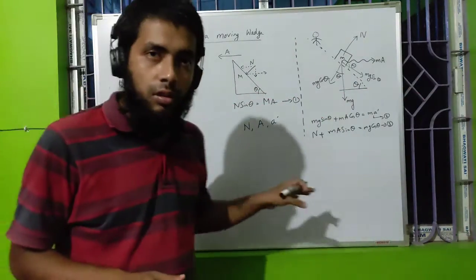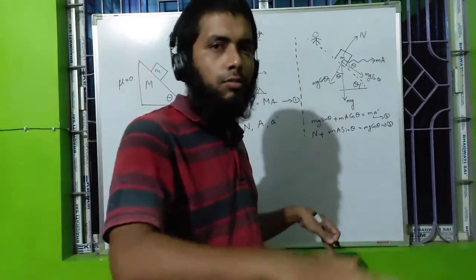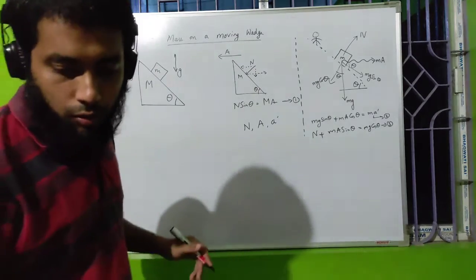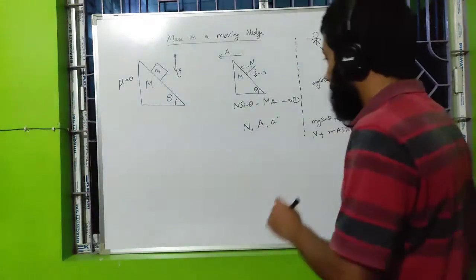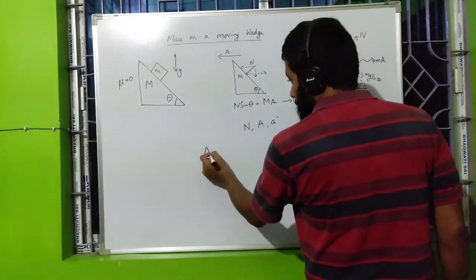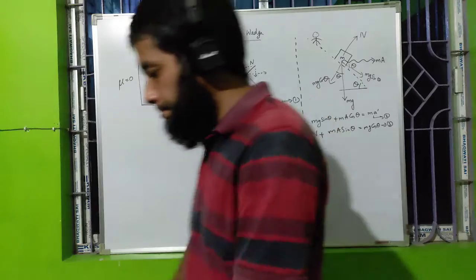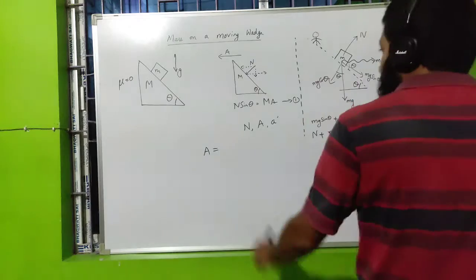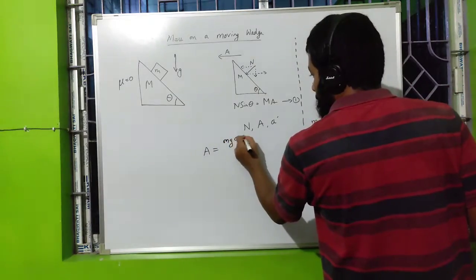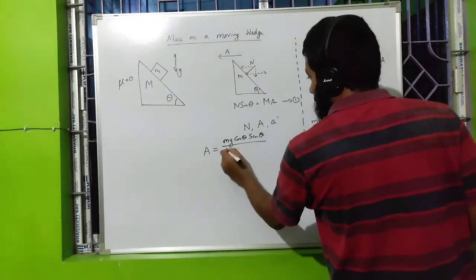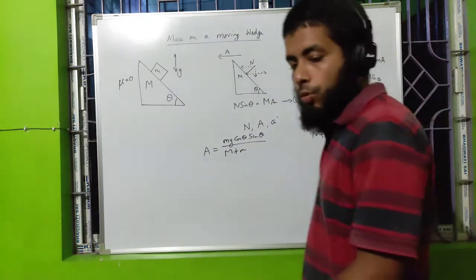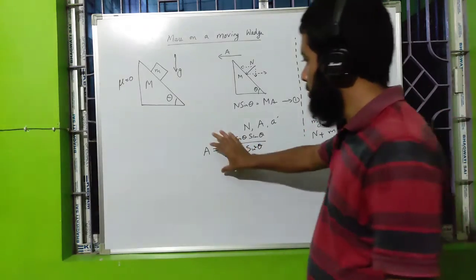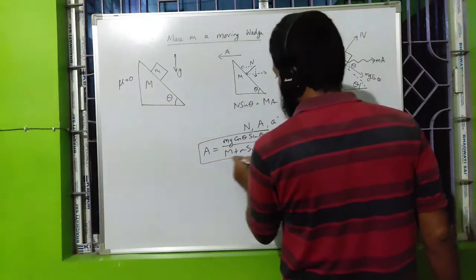But here I am not going to solve it. This will be left as an exercise for you, but I will give you the values of N, A, and A prime. The value of A, if you solve, comes out to be 2 mg cos theta sin theta by M plus m sin square theta. This is the value of A, which I write in the box.